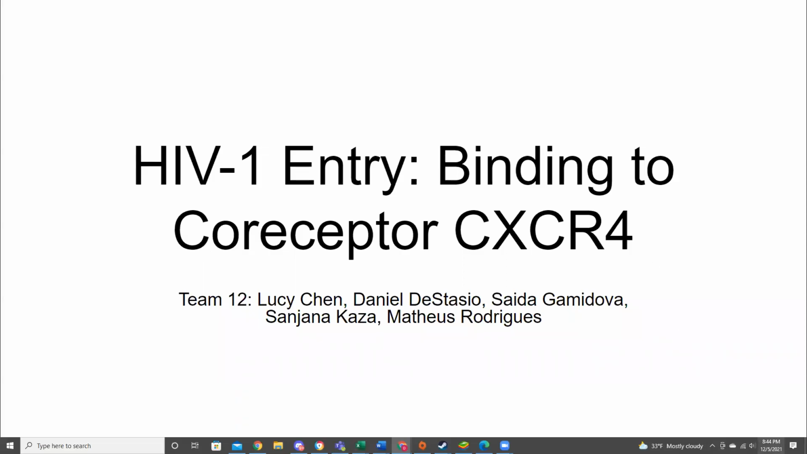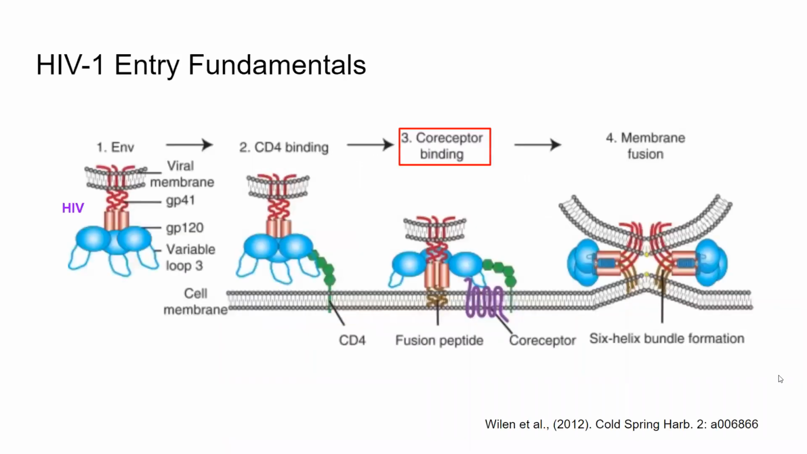The topic is HIV-1 entry binding to co-receptor CXCR4. Before COVID, the world was facing another pandemic, and today 40 million people are still living with this virus. Human immunodeficiency virus is a retrovirus that attacks the body's immune system, and when left untreated, can lead to AIDS. Our focus is on the more dominant and pathogenic strain, HIV-1.